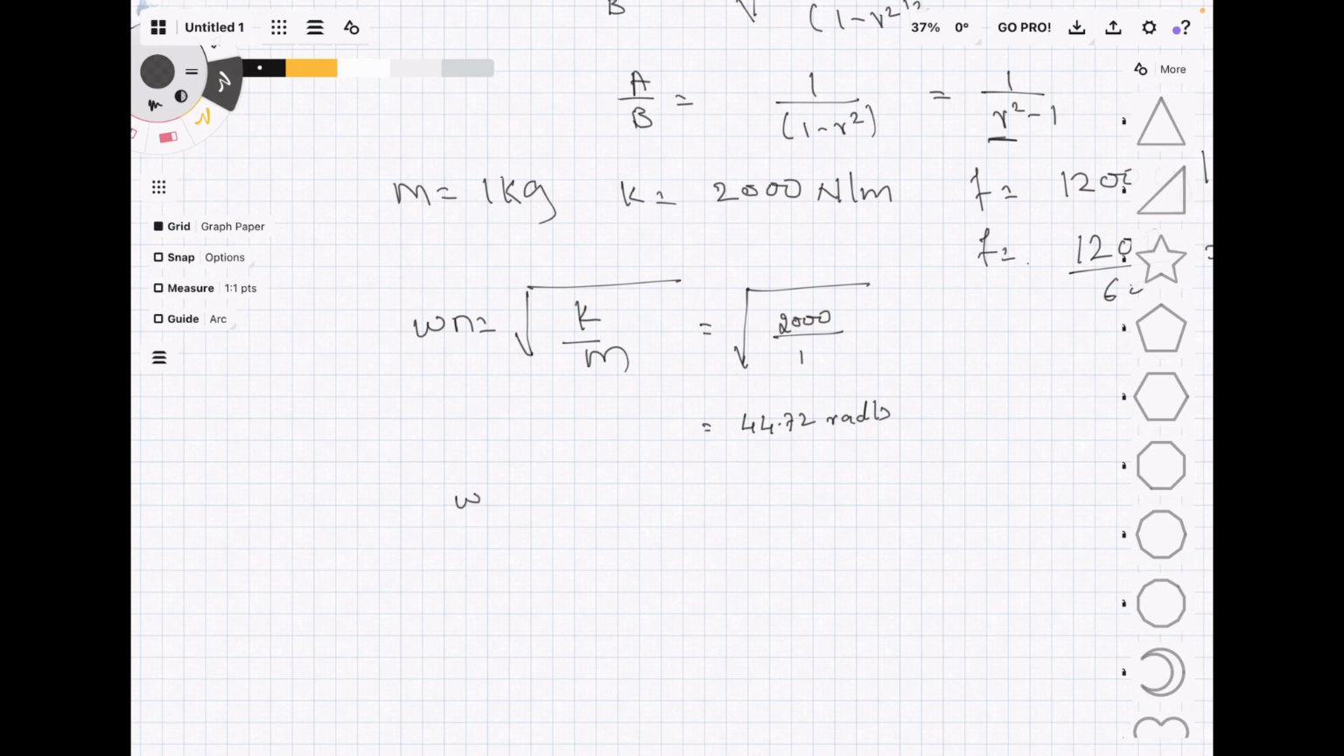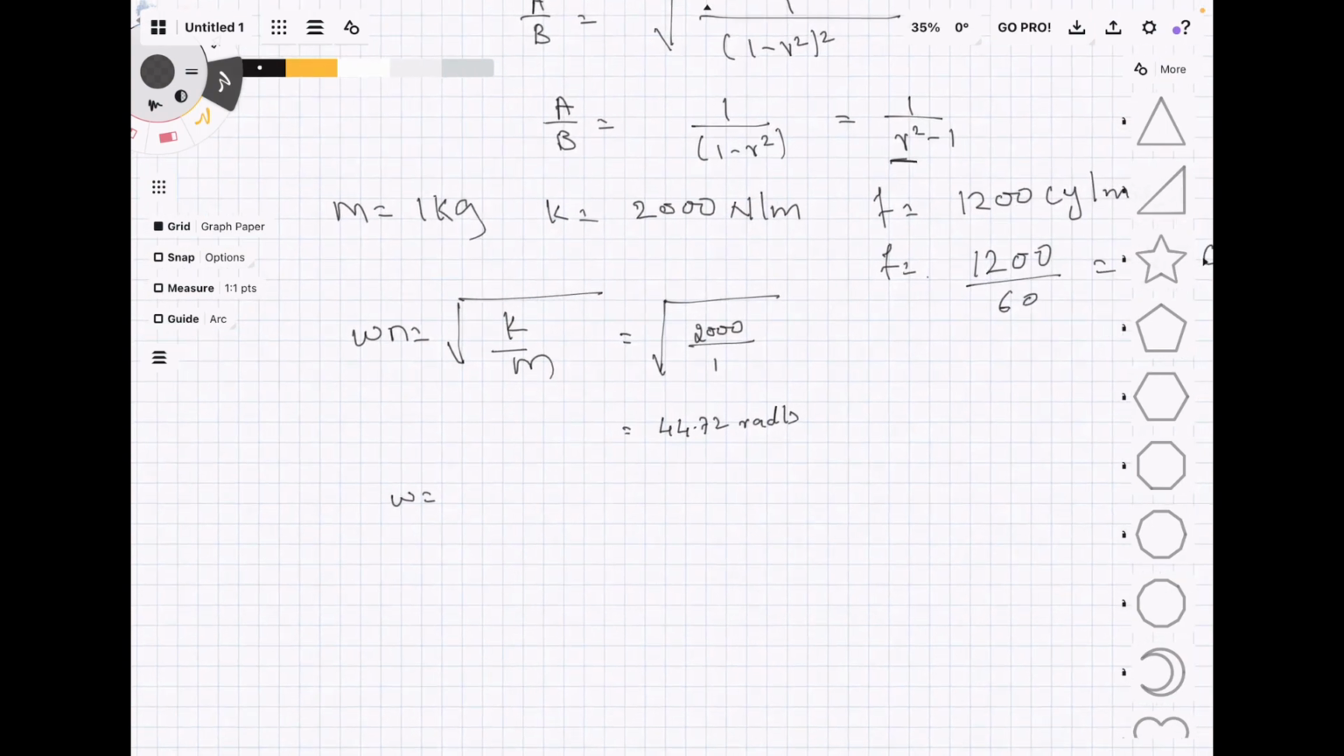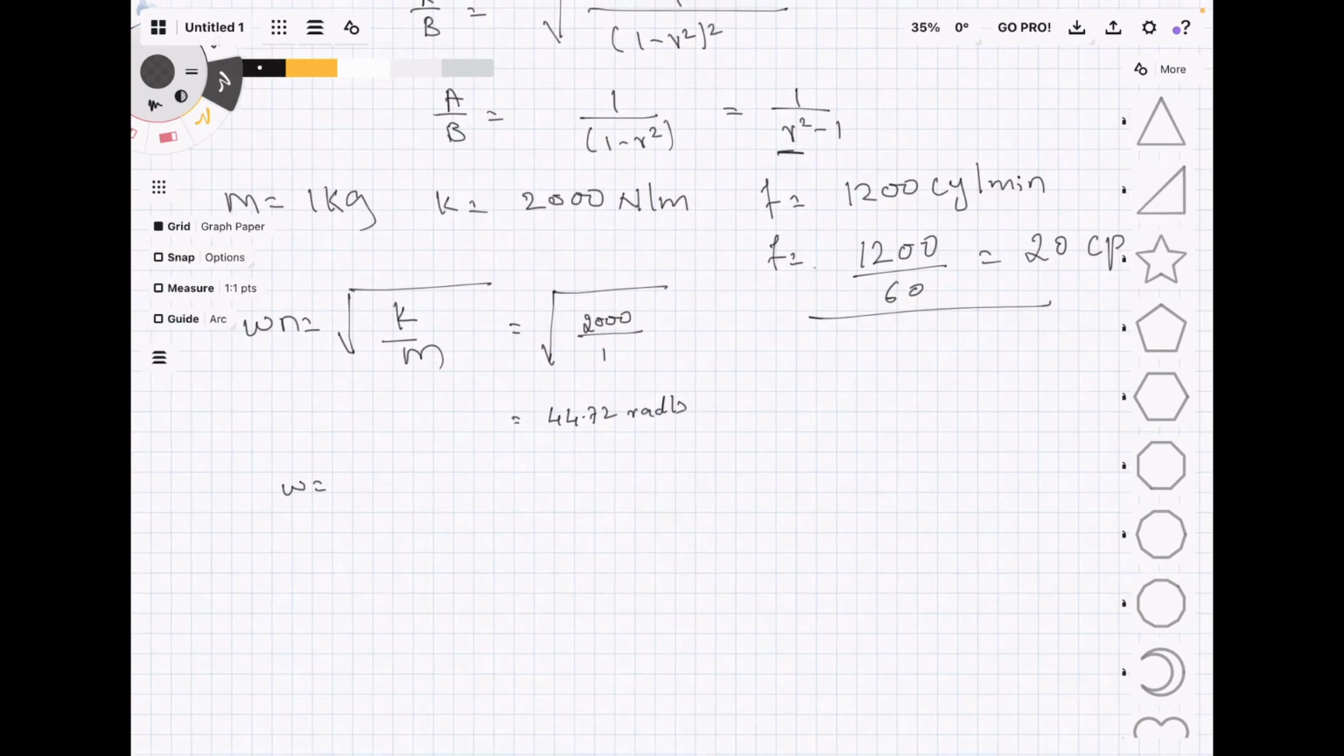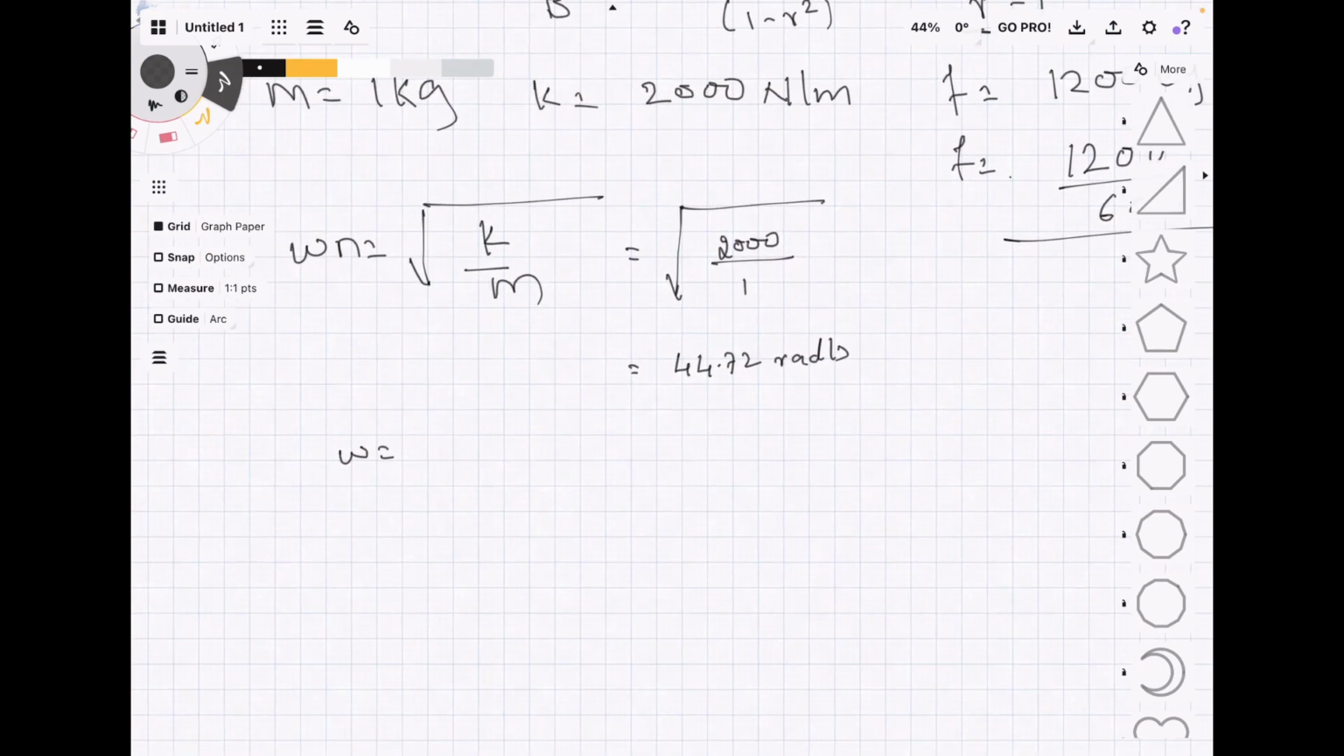What will omega be here? Because the linear frequency is given, I have to convert it into circular frequency. The formula is omega is equal to 2 pi f. So 2 into pi into 20, and you will get 125.664 radians per second.